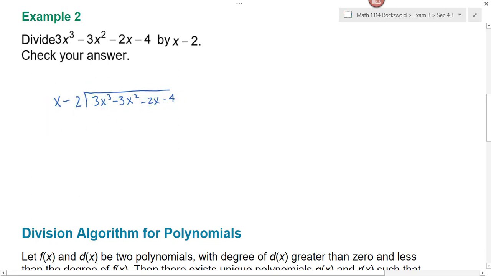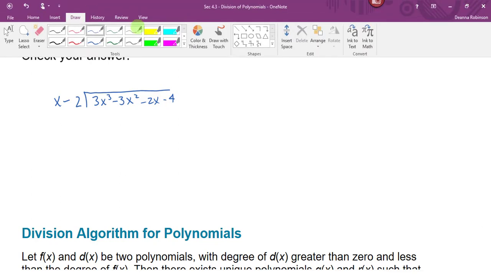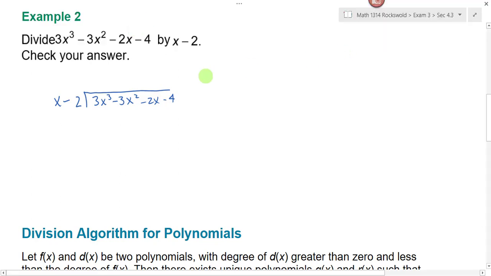And the way that we divide a polynomial, I've got some scratch work I can do over here. I'm going to take the first term in my polynomial and divide it by the first term in the binomial that's out front. So I get 3x cubed divided by x is equal to 3x squared. That's what goes on top here.